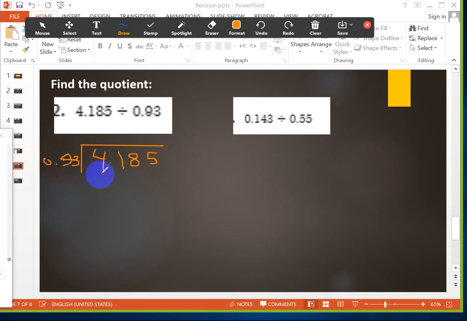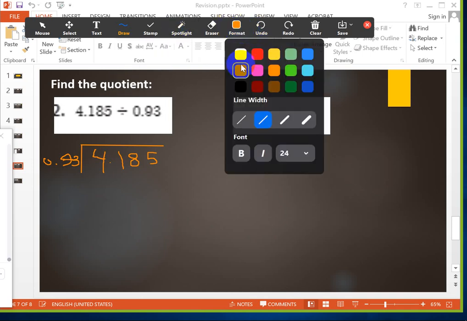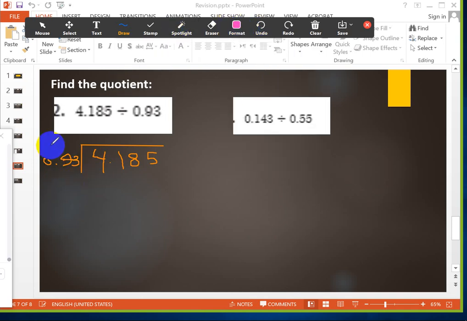So to remove this decimal point, I have to multiply the divisor with the powers of 10. So I will multiply it with what? With what? Who will tell me? Because I have 2 digits after the decimal point, I have to multiply it with 100, right? So if you multiply this decimal number with 100, then the decimal point will move to the right side 2 digits. So the number becomes what?